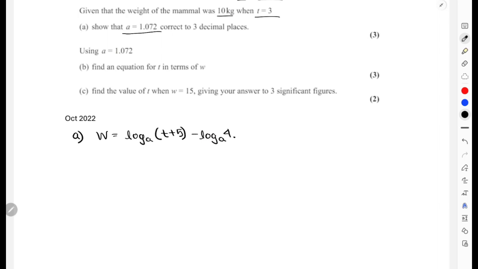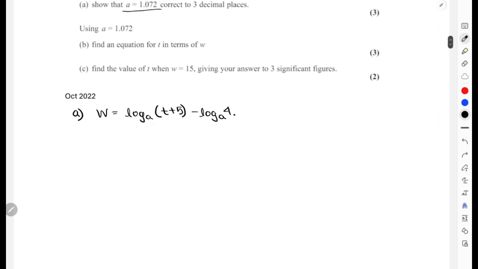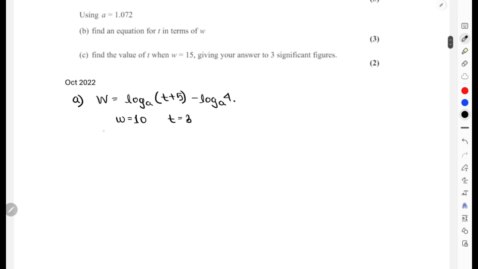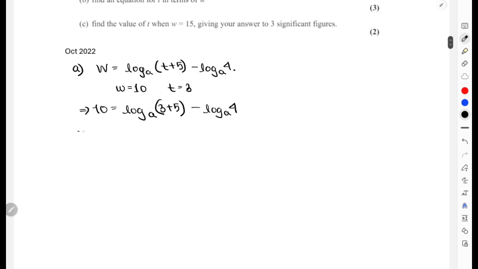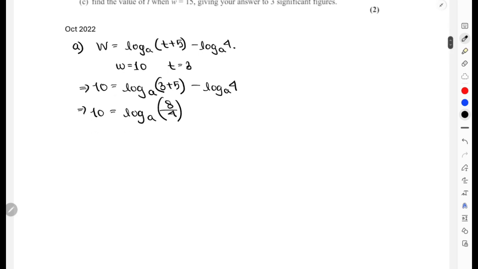We can clearly understand that the bases are similar, and this minus over here actually indicates division, right? But we'll not divide it right away. We'll first input the values of W equals 10 and T equals 3 into your equation, which will be 10 equals log base A (3 plus 5), and then it was subtracted with log base A 4. Now we understand that in logs, in indices, in power formats, minus always indicates division, right? So we can write 10 is equal to log base A, and this will actually be 8 divided by 4, which will eventually turn out to be log base A 2. So now you have log base A 2 equals 10.